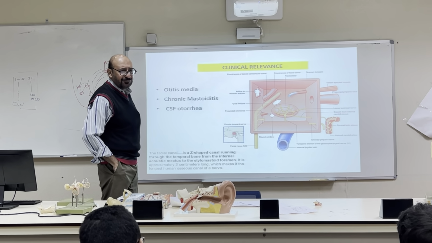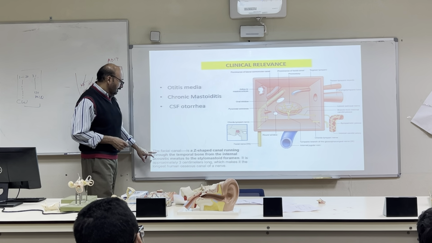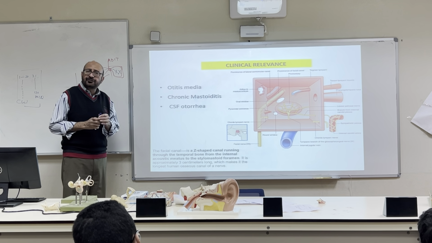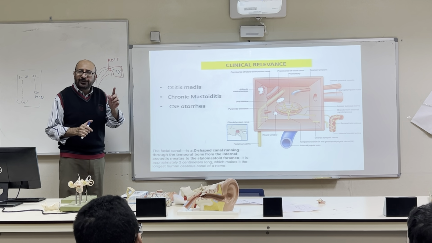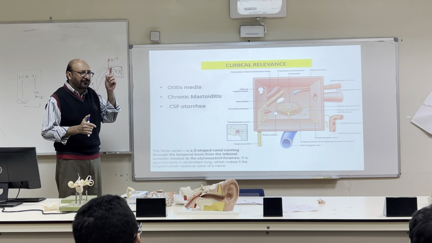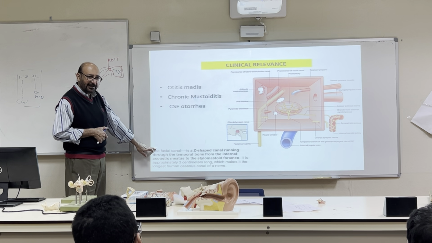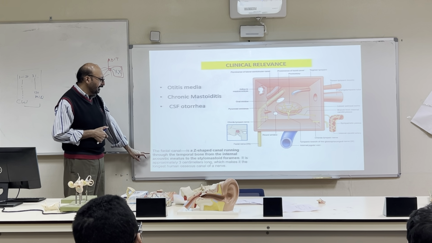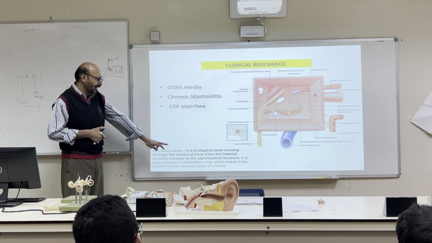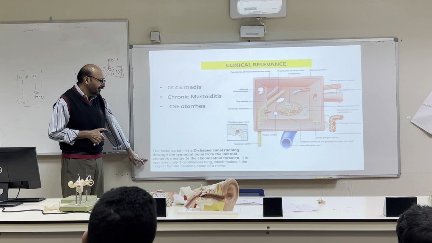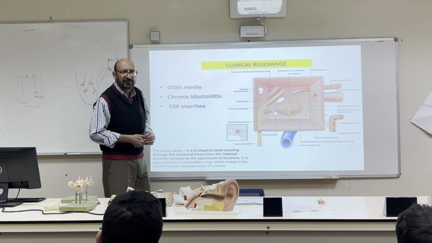There was a question yesterday, so that is the reason I raised this story, because one of the students in the lecture told me that the facial nerve is the content of the cavity. No, facial nerve is not the content of the cavity. Facial nerve canal impression is there. So I added this information. The facial canal is a Z-shaped canal running through the temporal bone from the internal acoustic meatus to the stylomastoid foramen and approximately 3 centimeters long, which makes it the longest human osseous canal of a nerve.